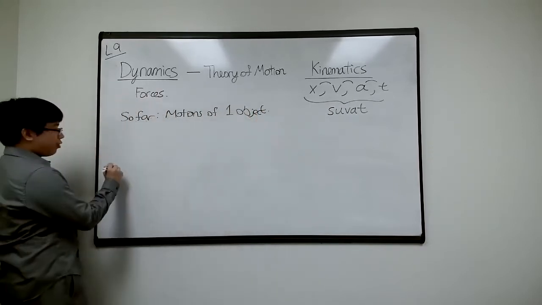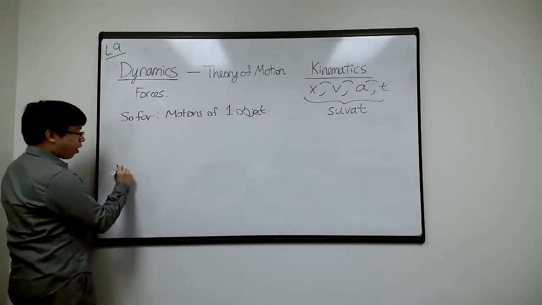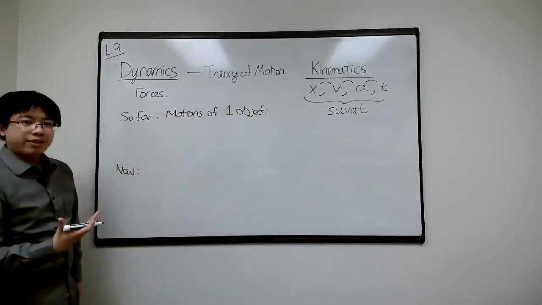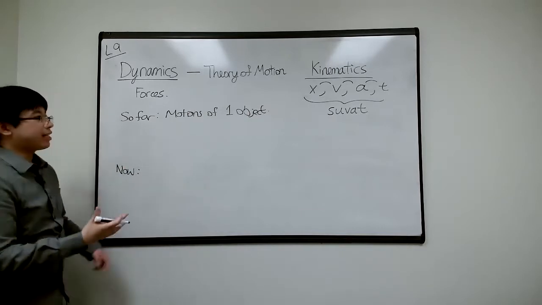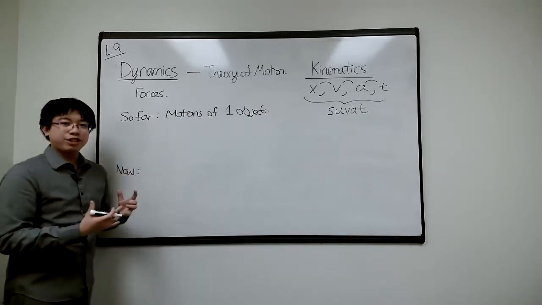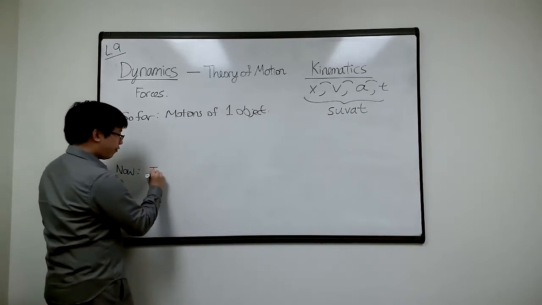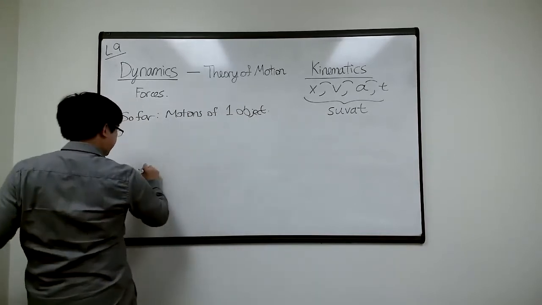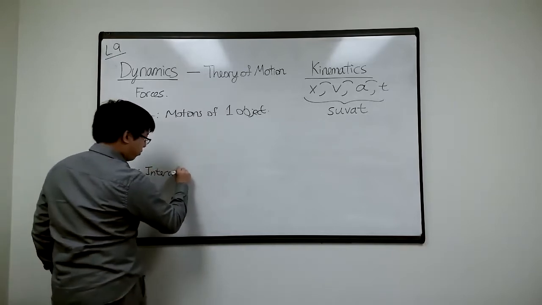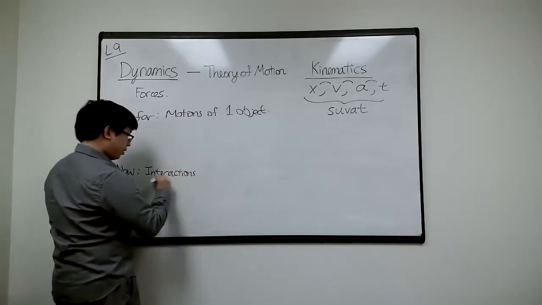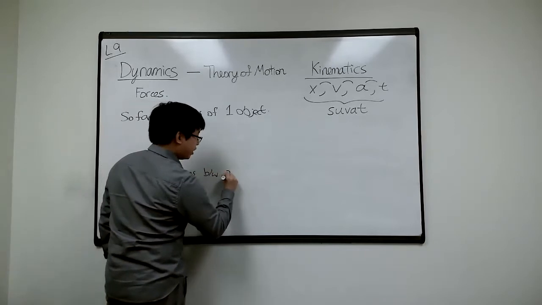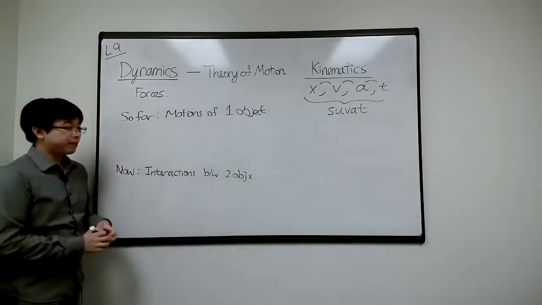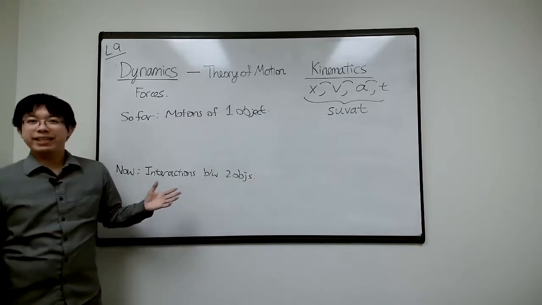All right, however, so far we have looked at the motion of one object. Now we are going to move on to how 2 or more objects interact with each other. So there are interactions at play. We'll start with interactions between 2 objects. If you can do interactions between 2 objects, you can do interactions between any objects.